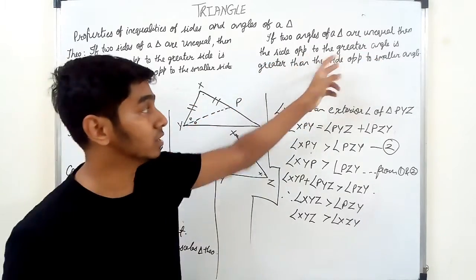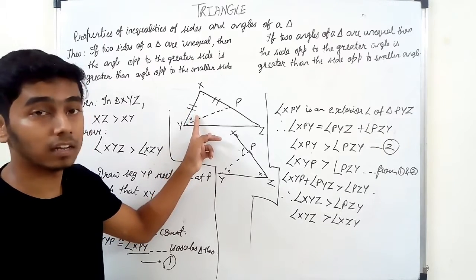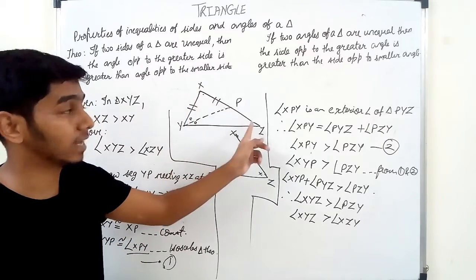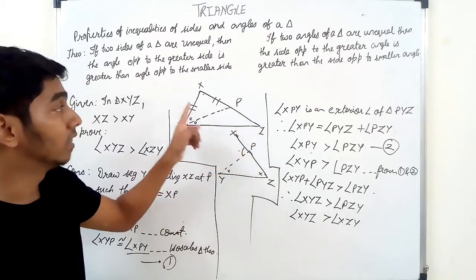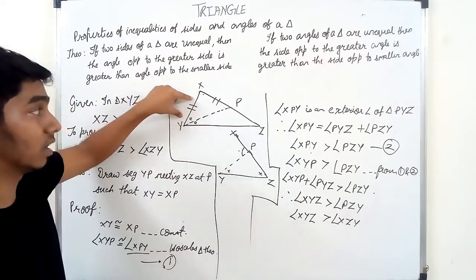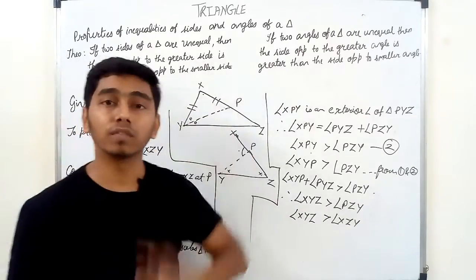So side opposite, so greater angle is, let's say, this. So this angle, side opposite to this angle is this side, correct? So this side is greater than the side which is this, opposite to smaller angle. Okay, so just the converse of this.